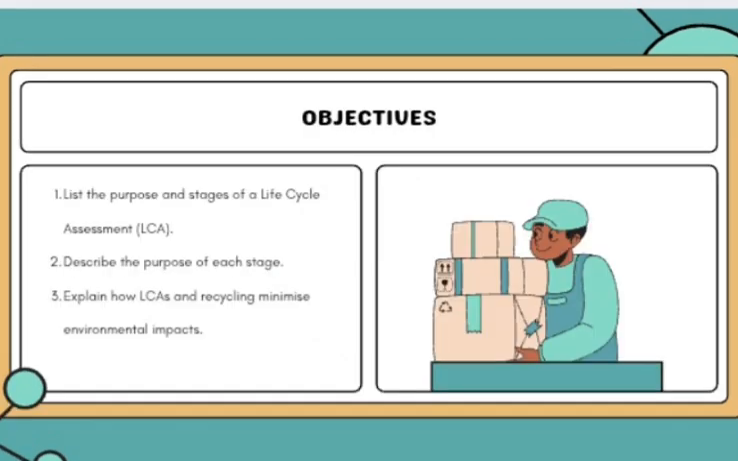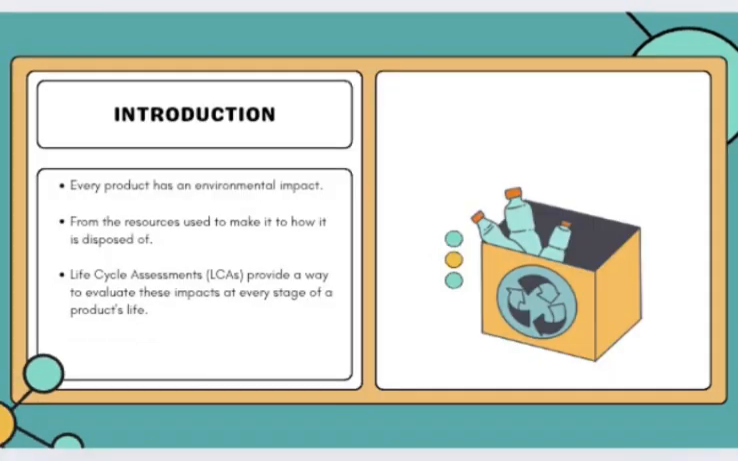Let us learn the objectives first. So there are mainly three objectives. The first one is the purpose and the stages of life cycle assessment, and the second is to describe the purpose of each stage, and the third is to explain how LCAs and recycling minimize environmental impacts. So I'm creating this video to make you know that the recycling is very much important.